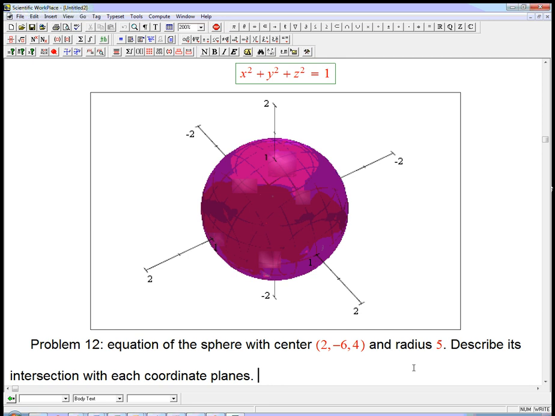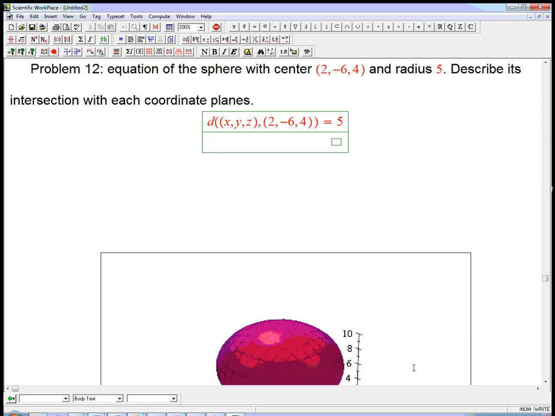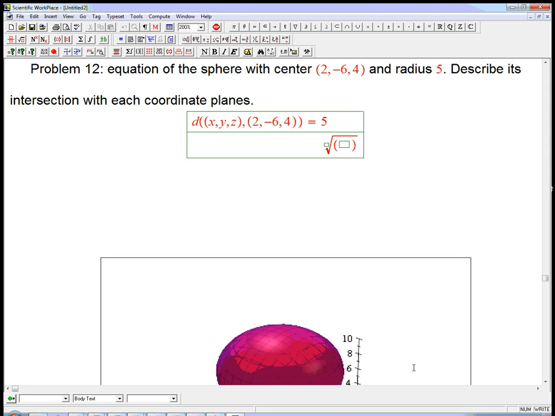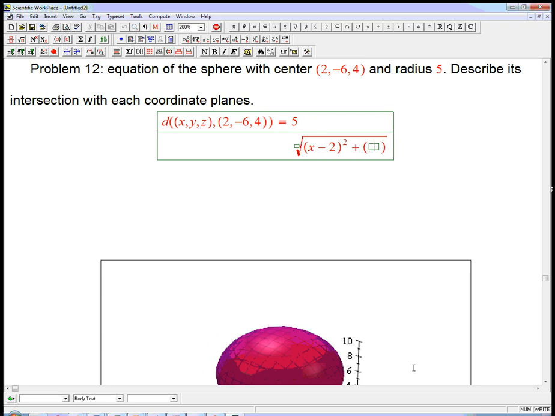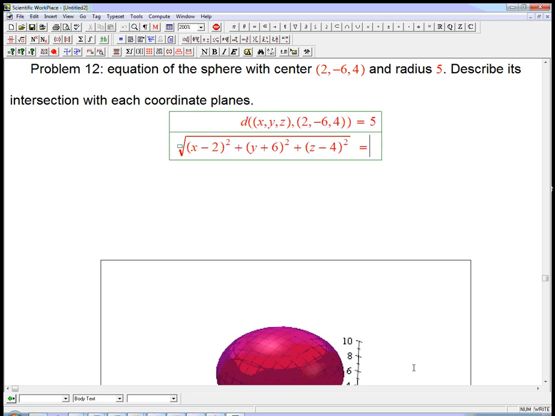Well, this is just going to be all the points where the distance from our point x, y, z to the point 2, minus 6, 4 is equal to 5. Or, in other words, the square root of, we take the difference between the x values, x minus 2, and square it, and the difference between the y values, y plus 6, and square it, and the difference between the z values, z minus 4, and square it, and that's equal to 5.